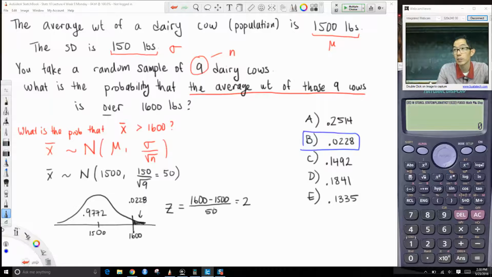If you divide it by 150, that is not taking into account that we are looking at the average weight of 9 cows. That would be, what's the probability that one randomly selected cow is over 1600 pounds? That happens about a quarter of the time, 25% of the time. But if you take 9 cows at random, the probability that the average of all 9 cows ends up being over 1600 only happens about 2% of the time.